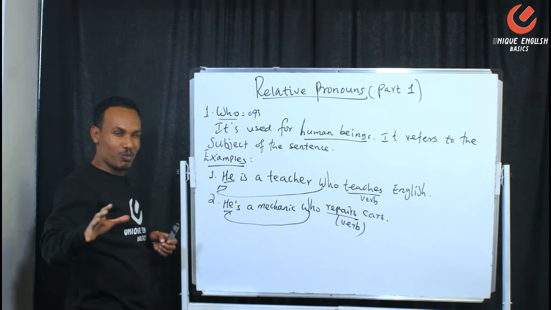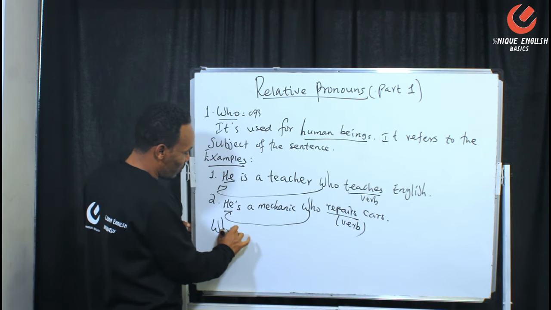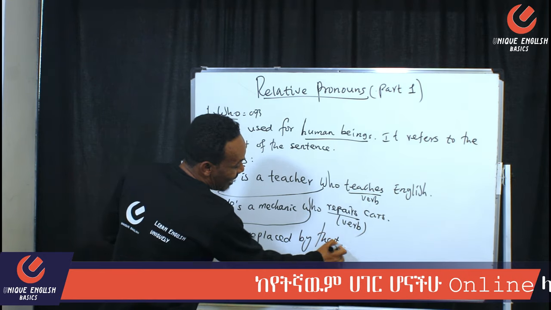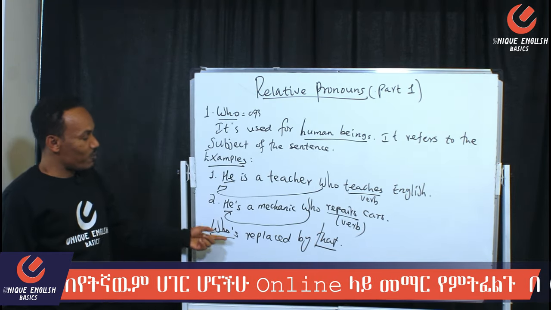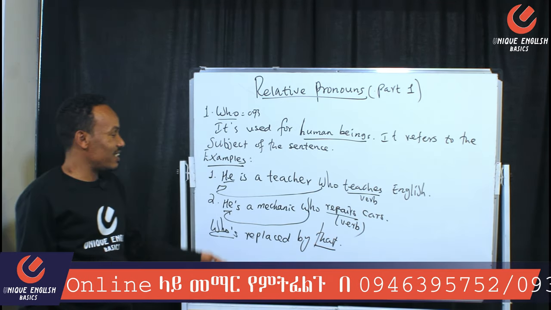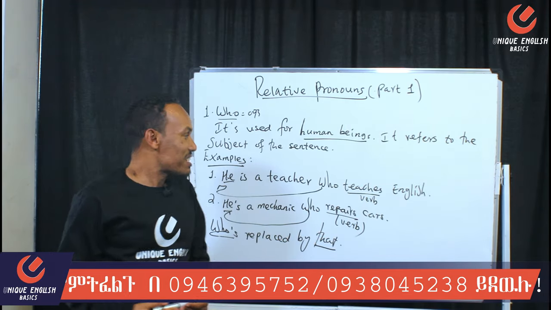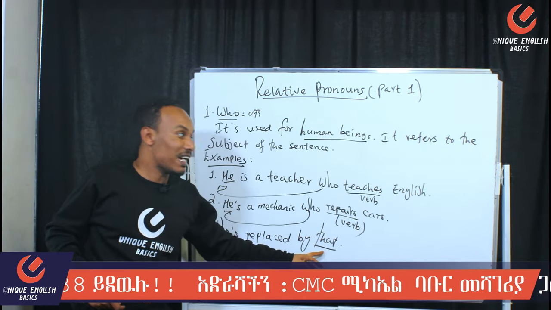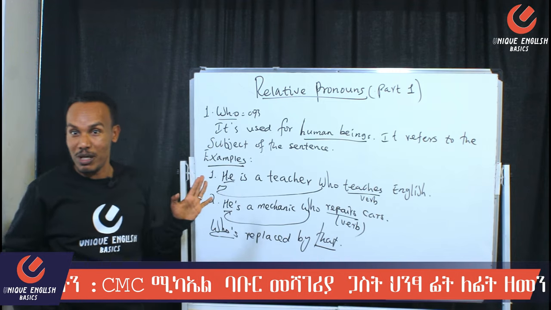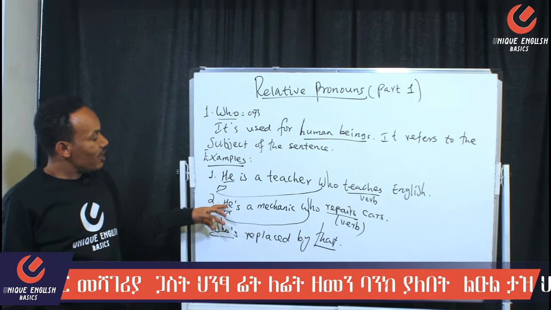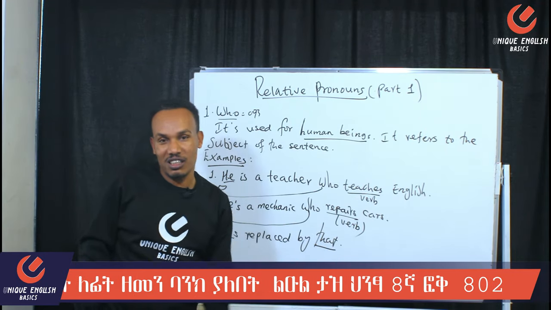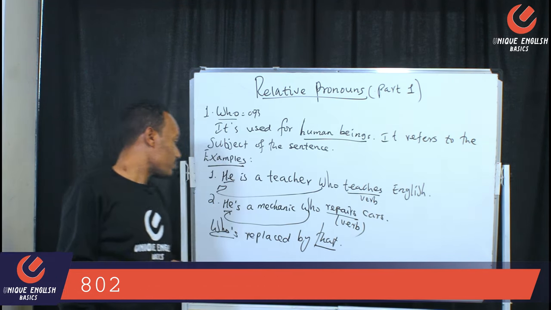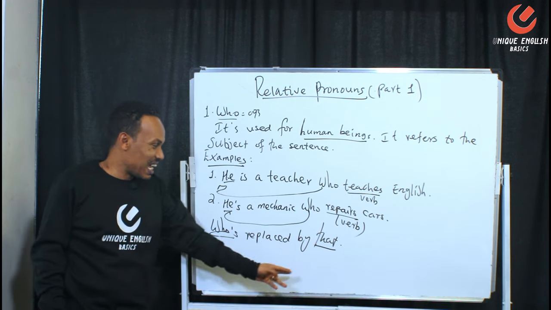And then in modern grammar, who is replaced by that. Replace it by that. Let's see. He's a teacher that teaches English, yes or no? So in the place of who, that can be used. He's a mechanic that repairs cars. He's a pilot that flies an airplane. Yes or no? That's very good. So that in the place of who, that can be used.